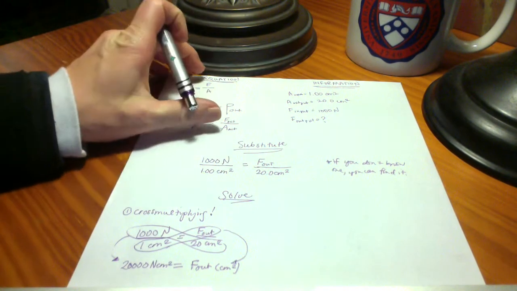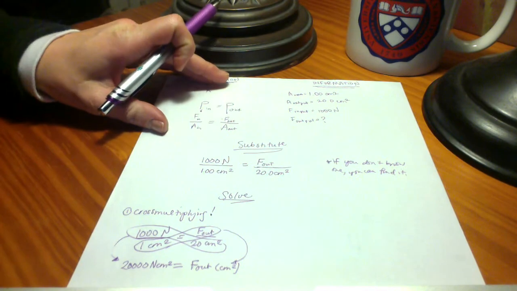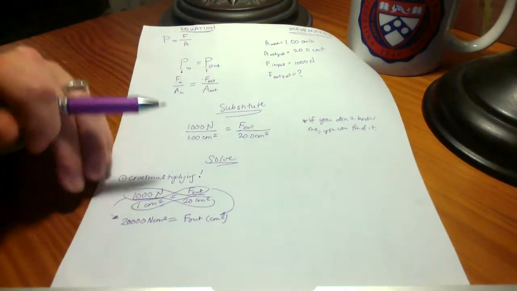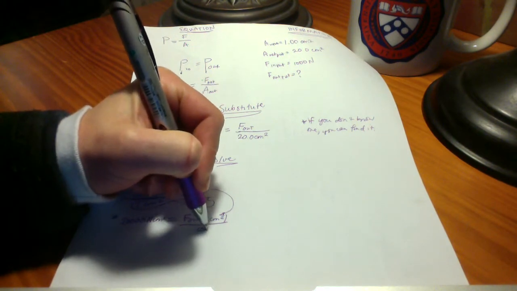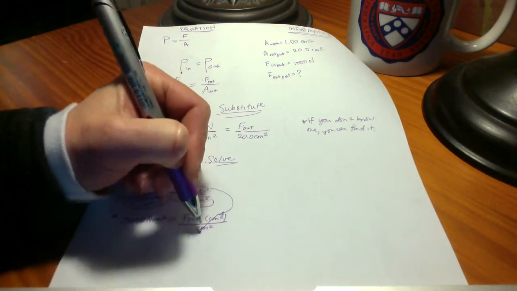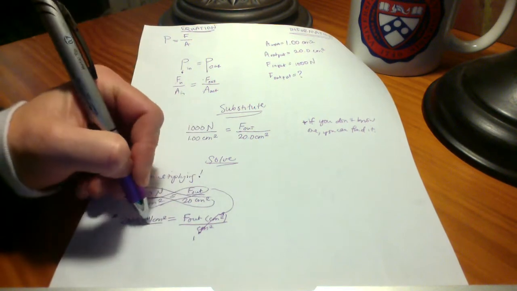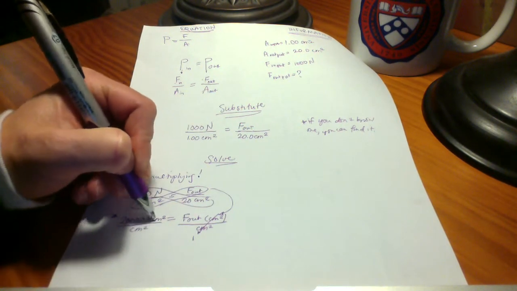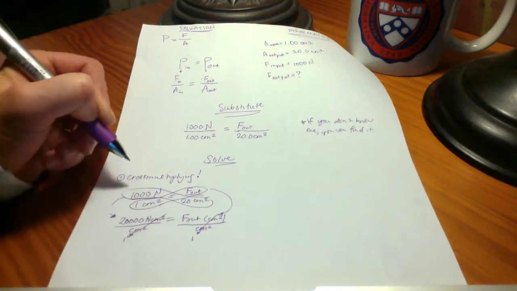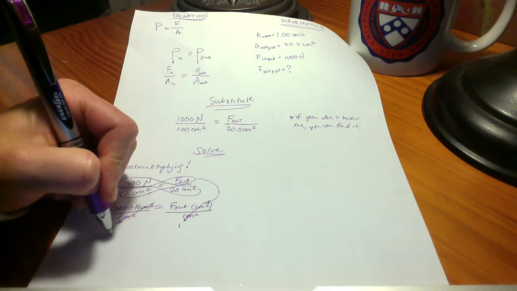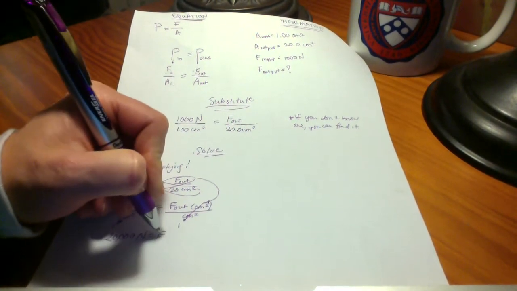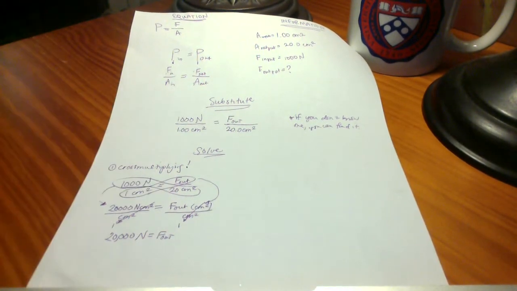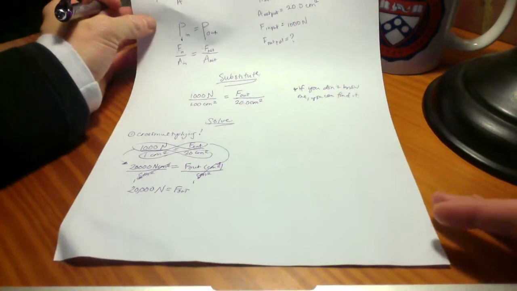Alright, so I have 20,000 newtons times centimeter squared is equal to F out times centimeter squared. To get F out by itself, I get rid of my centimeter squared by dividing it. Centimeter squared divided by centimeter squared. Anything divided by itself is equal to 1. So you see here, this is also equal to 1. My final answer is 20,000 newtons is equal to my output force. So that means that I can actually have this output force of 20,000 newtons.